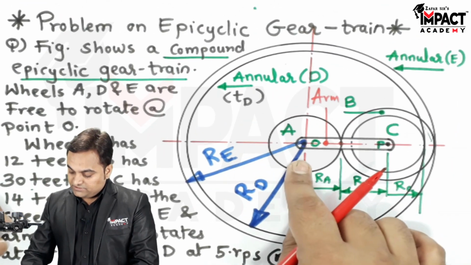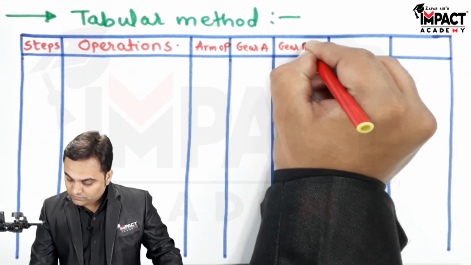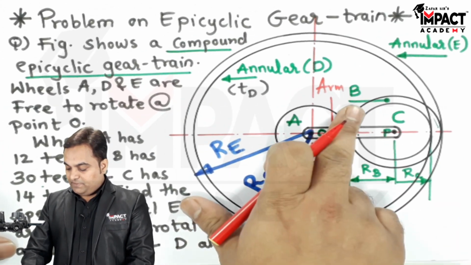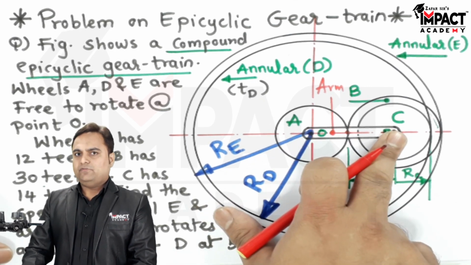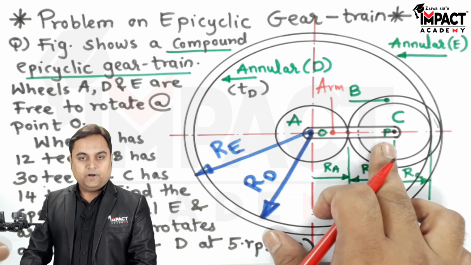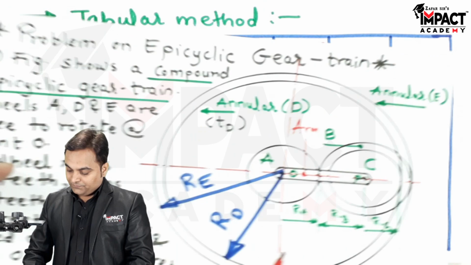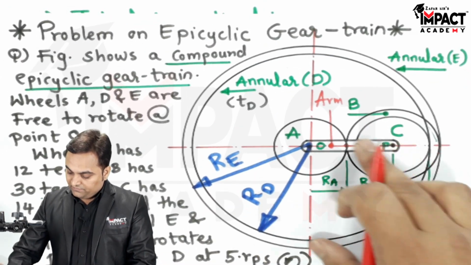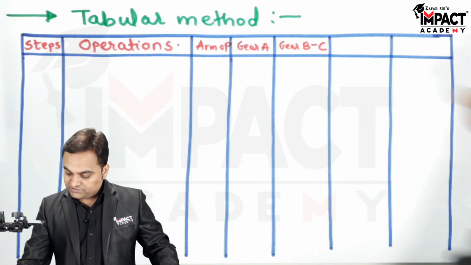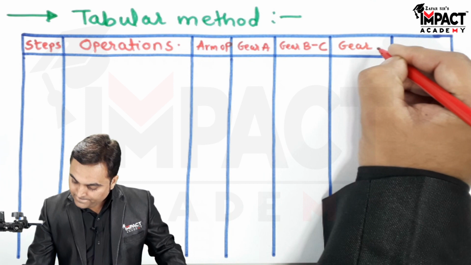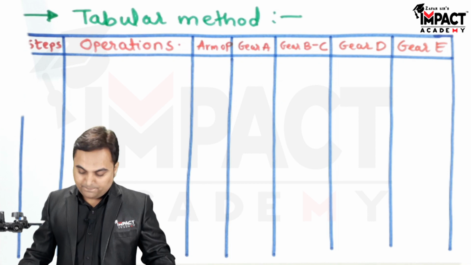Then A is in mesh with B, gear B, and as we can see, B and C are compounded, so whatever is the speed of gear B, same will be the speed of gear C, because they are on the same shaft, they are compound wheels. So B and C have the same speed. Next, B is in mesh with E, and C is in mesh with D. So after C, gear D, and then at last gear E, which is in mesh with B.